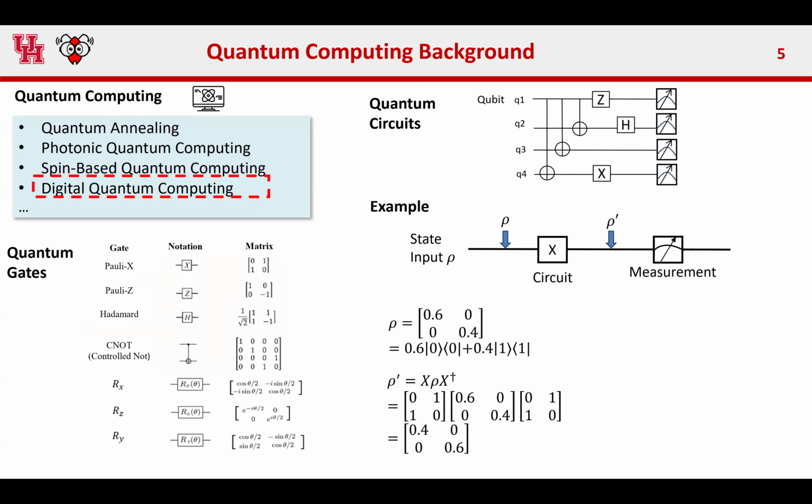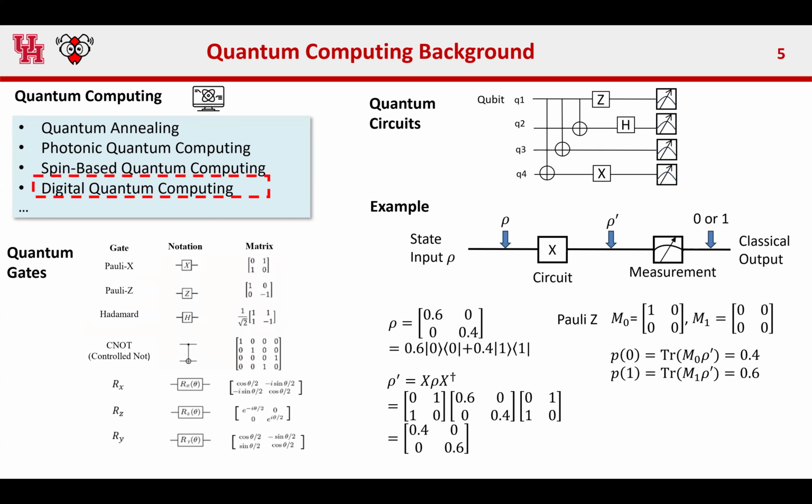Because we cannot directly observe the quantum state, we need to use a measurement to collapse the quantum state into a classical output. For example, in this circuit we use the Pauli Z measurement, with the M0 operator and M1 operator. Finally, we can get two classical outputs, 0 or 1. The probability of 0 is 40% and the probability of 1 is 60%.